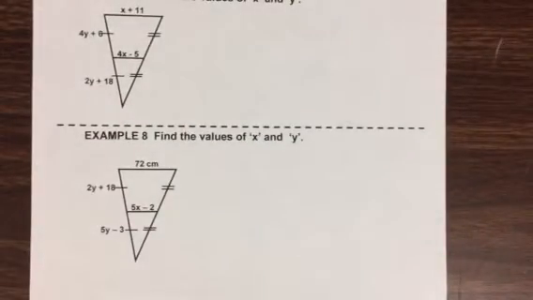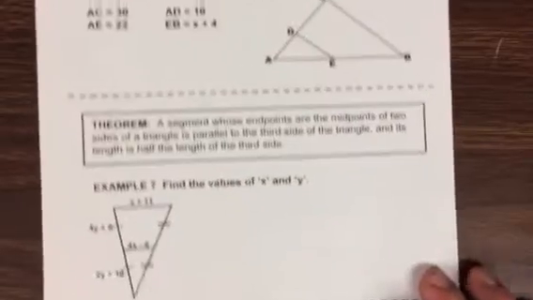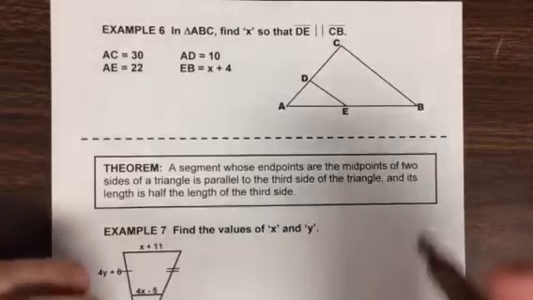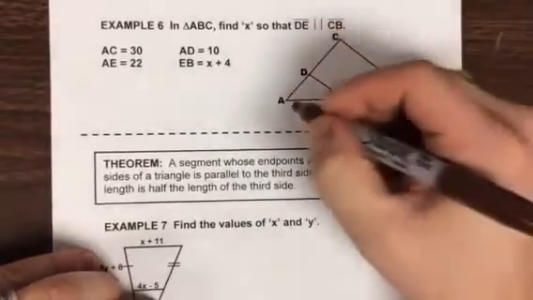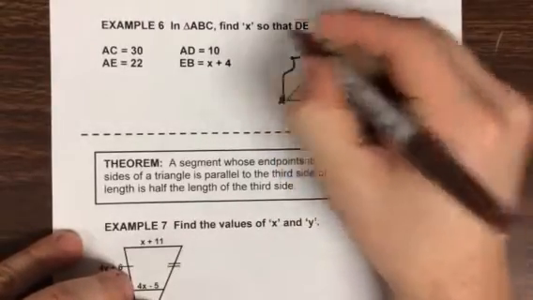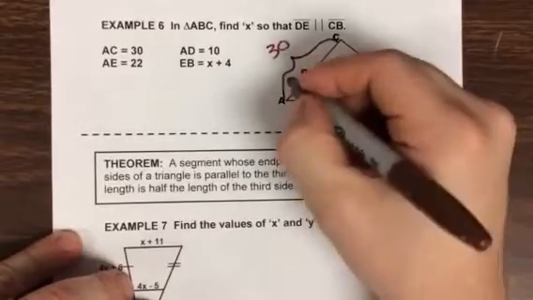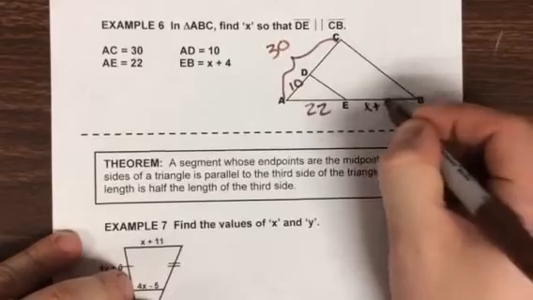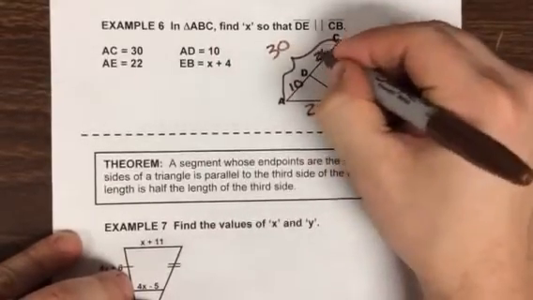Looking at example number 6. We're going to use triangle ABC to find x so that DE and CB are parallel. So what that means is x must make these sides proportional because that's our goal. So as I'm looking at it, AE is 22, AC is 30, and AD is 10. EB is x plus 4. So I'm going to go ahead and write, this must be 20 right there.